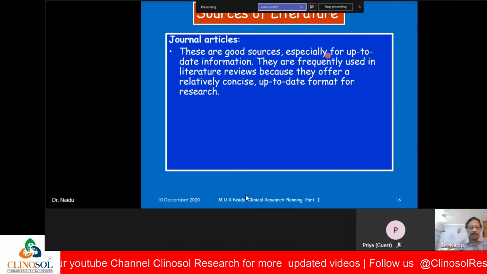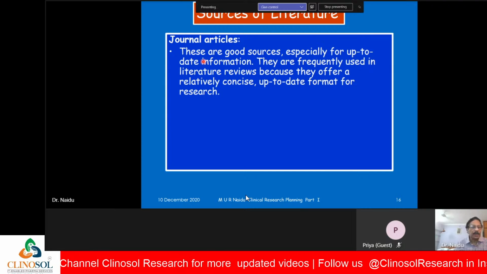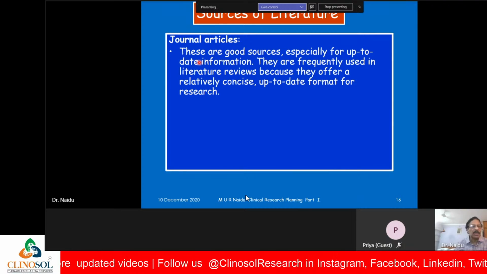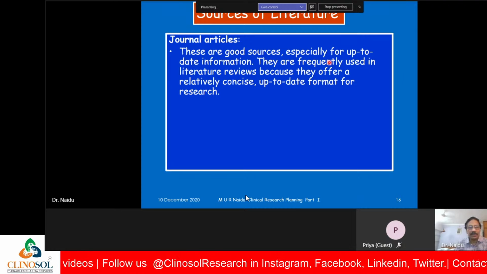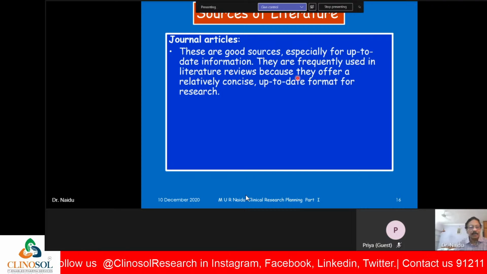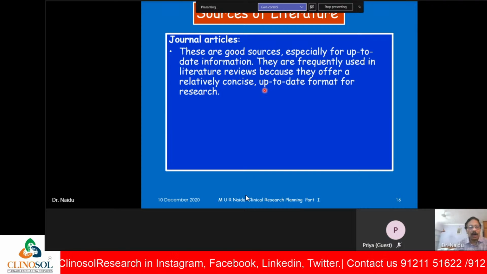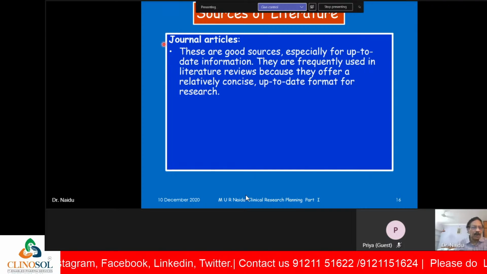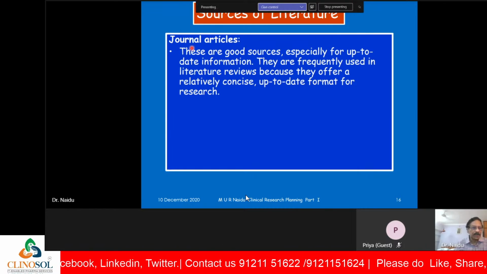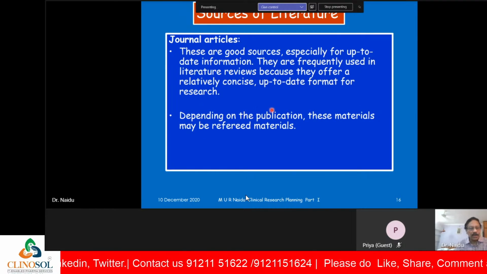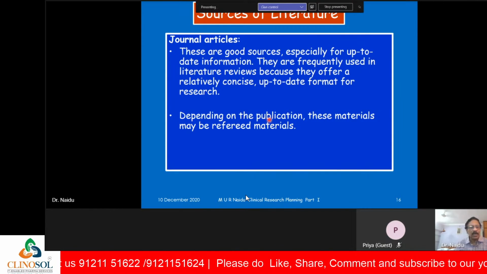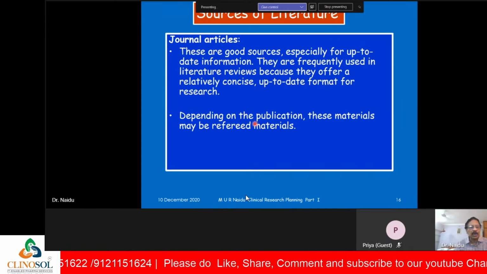These are good sources, especially for up-to-date information. This is very important. If you take journals and see what was published last month, you get the latest information. They are frequently used in literature reviews because you get so many references and all the information is in an up-to-date format. So this is one of the very important sources for the literature survey. Second is, depending on the publication, these materials may be referred to, because you have to put all these into your references.